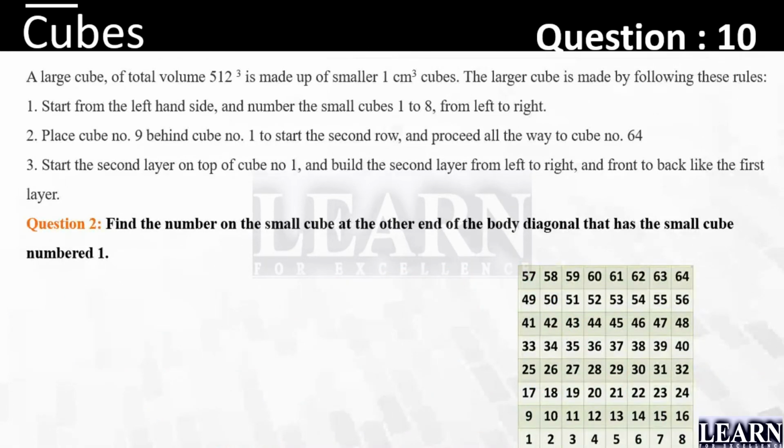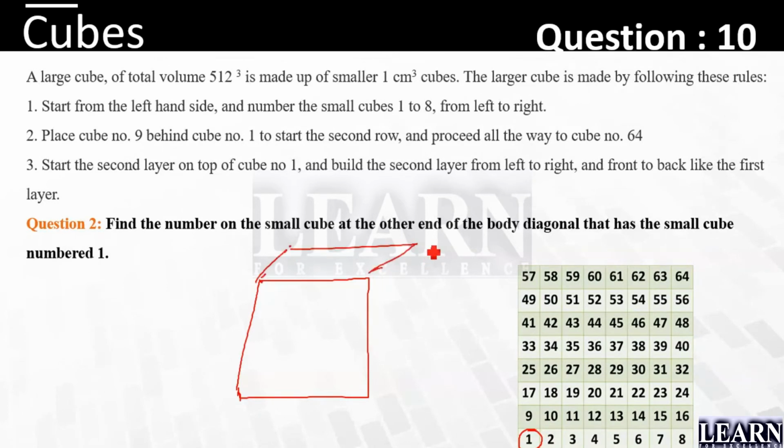Question number 2. Find the number of the small cube at the other end of the body diagonal that has small cube number 1. So this is the one which has small cube number 1, which is nothing but the bottom one. They're asking about the number on the small cube on the other end of the body diagonal. So what is it? Let's check it out. Look here. If this is a cube and if this is the 1, this is going to be 64. So similarly, it will move on and the last number will be 512 over here.